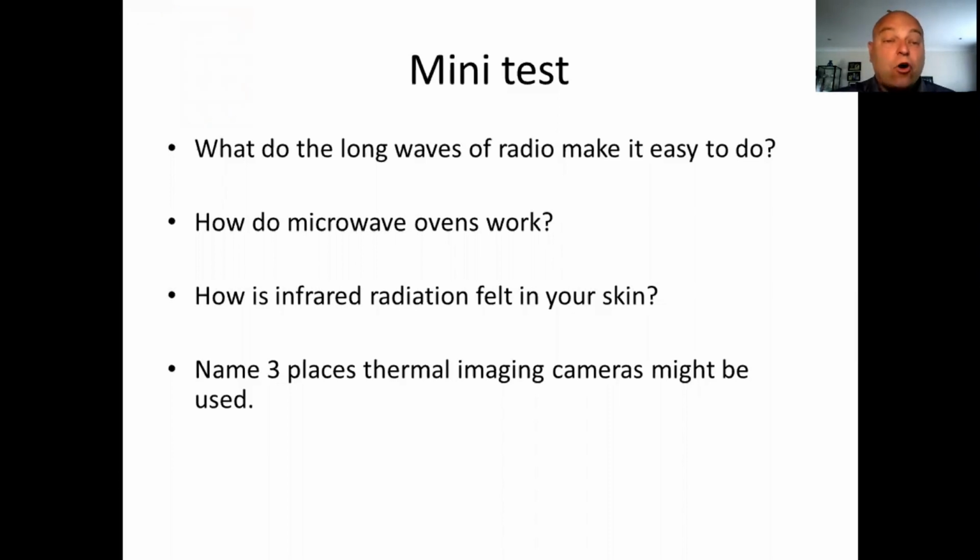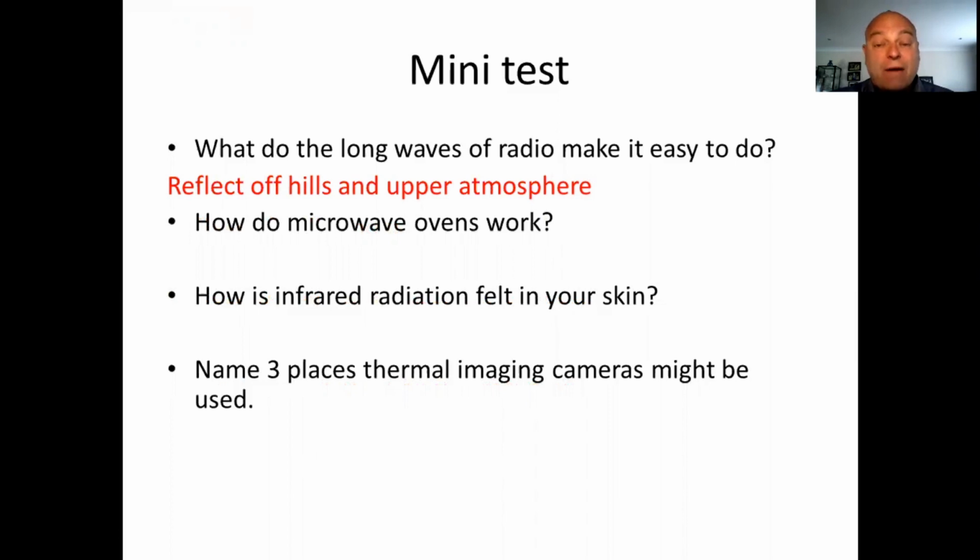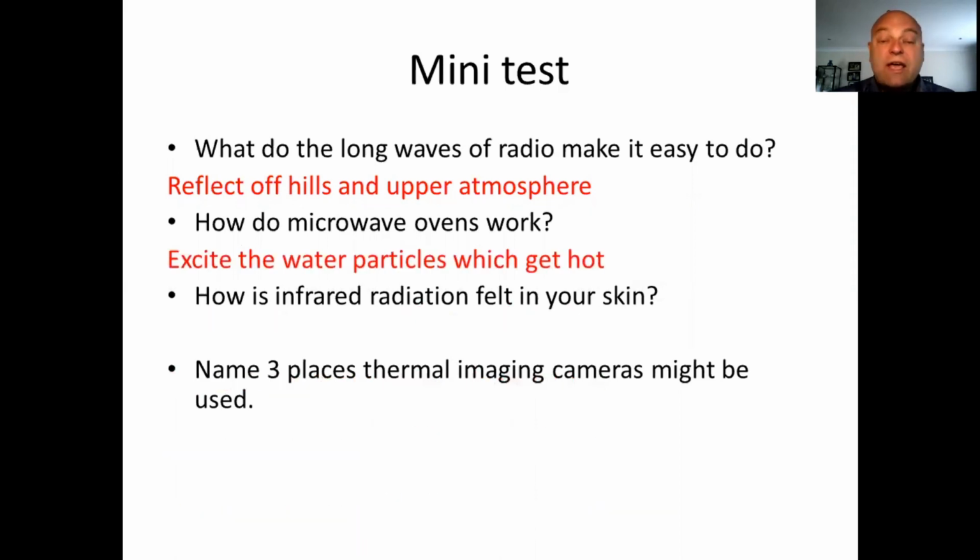So let's see how you've got on. What do the long waves of radio make it easy to do? Well, it makes it easier to reflect off hills and the upper atmosphere, which ultimately means the radio signals can go further. How do microwave ovens work? Well, they excite the water particles in whatever they're heating, which get hot, and that's how the food gets cooked. How is infrared radiation felt in your skin? It's felt as heat. You feel it quite hot when your skin picks up infrared radiation.